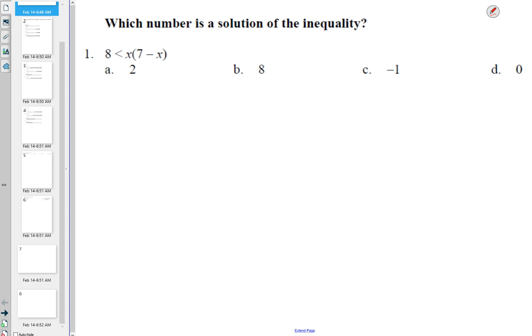There's two ways you could do number one. They want to know which of these numbers are solutions. So one of the obvious things to do would be that you could solve, but you might run into a problem solving. If solving means to isolate, what would I have to do first in order to isolate the x?